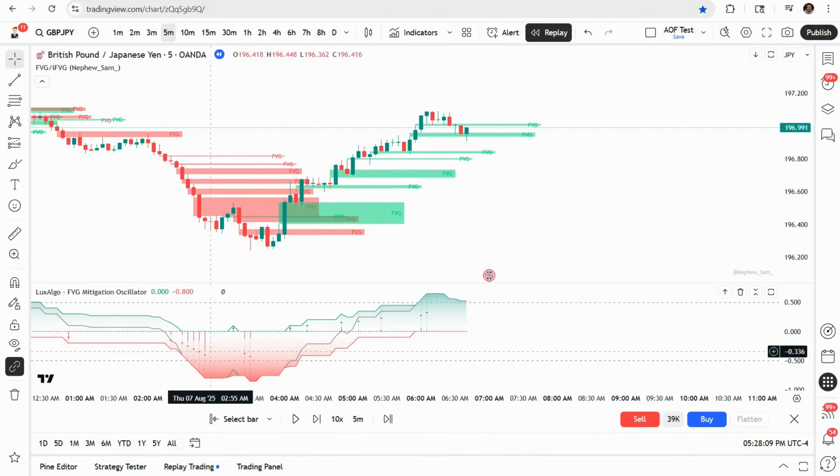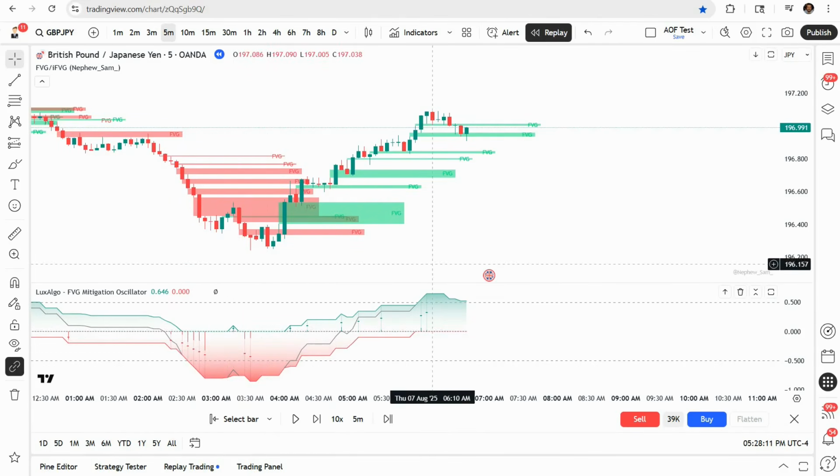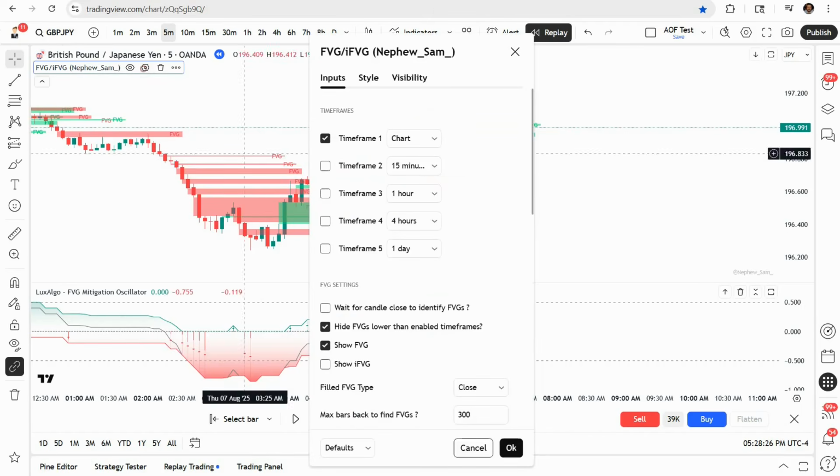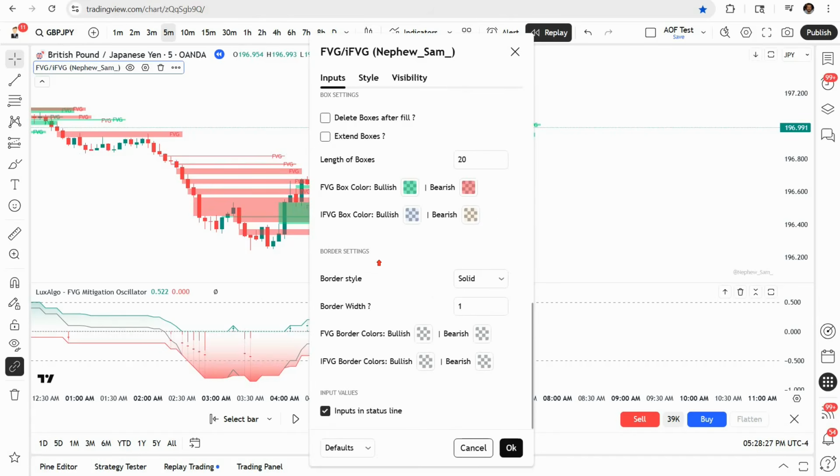And what it's doing is measuring the number of fair value gaps in any one direction. So as you get a push to the downside with red here, that means you have a lot of red fair value gaps. As you get a push to the upside in green, that means you're getting a lot of green fair value gaps. And so we'll go back in and uncheck that box.